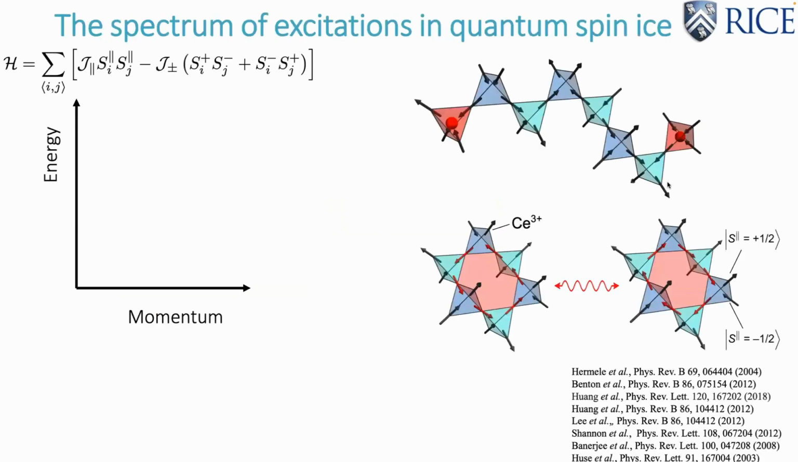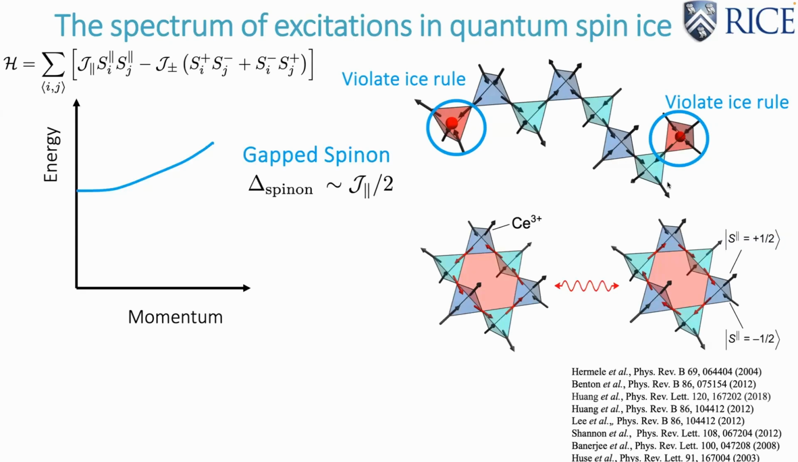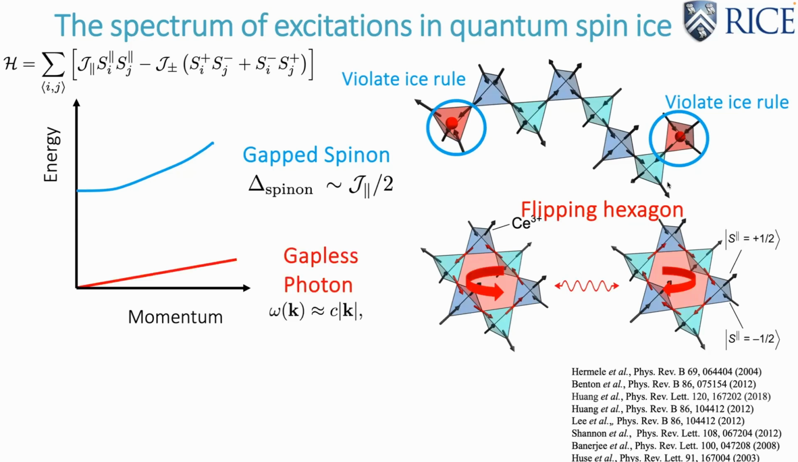The spectrum of the excitation in the quantum spin ice should contain the spinons as well as photons. When we violate the ice rule, you go from 2-in 2-out to either 3-in 1-out or 1-in 3-out. You will create this gapped spinon excitation. When you flip this hexagon from clockwise to counterclockwise, you will have this gapped photon excitation. However, this has never been observed.